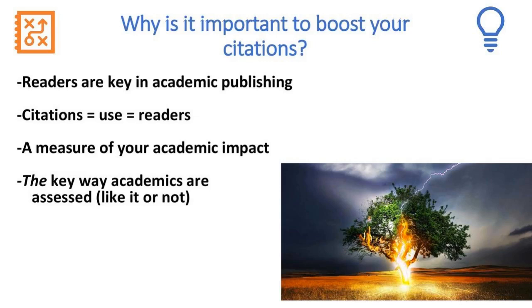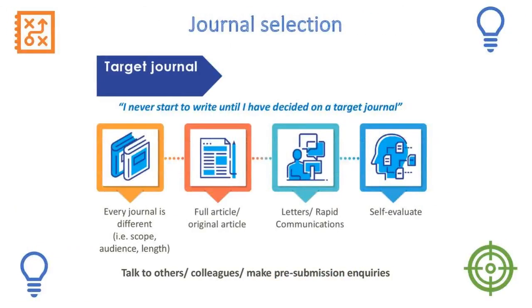This is one measure of academic impact, and it remains the key way that academic researchers around the world are assessed by their institutions, by their research organizations. So journal selection can be key in this process, and many successful academics, they think, I never start to write until I've decided on a target journal.